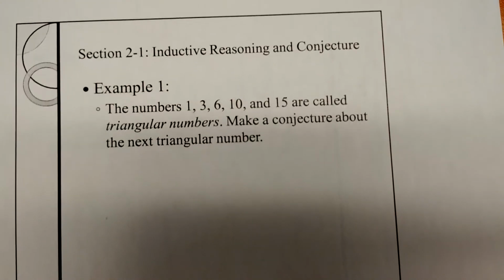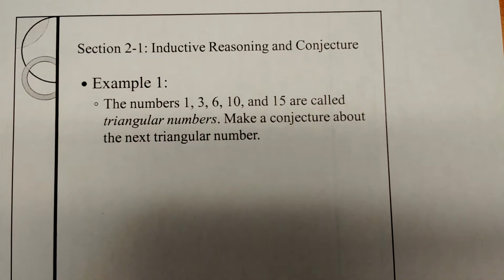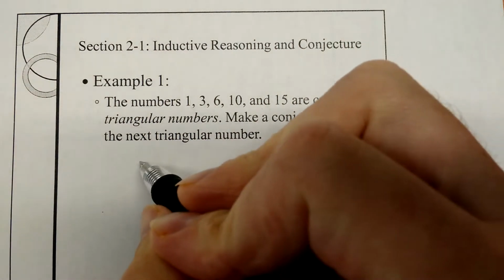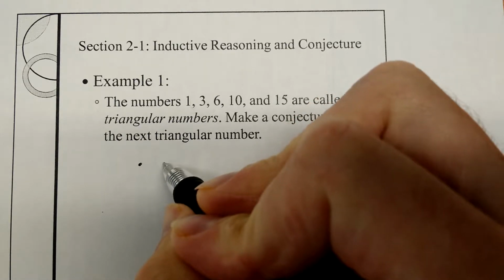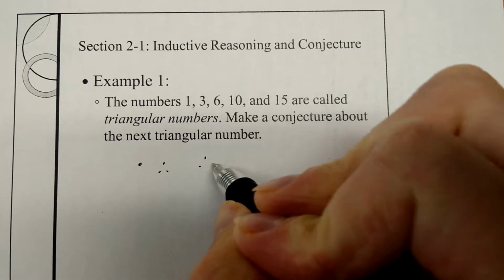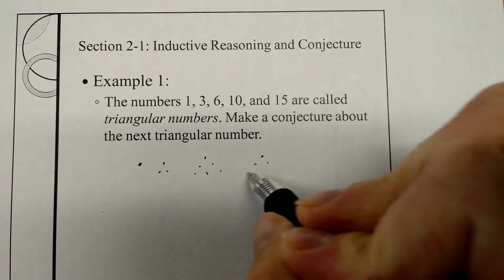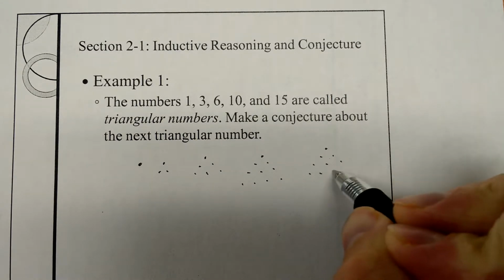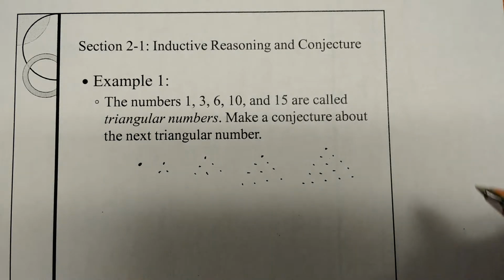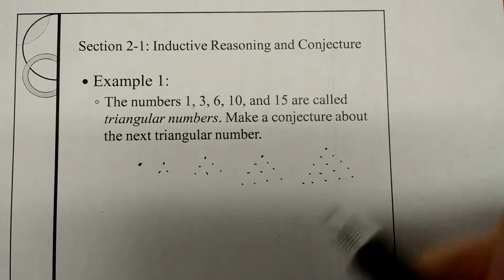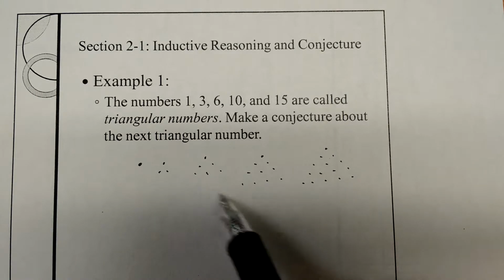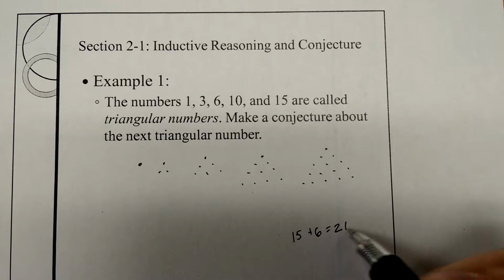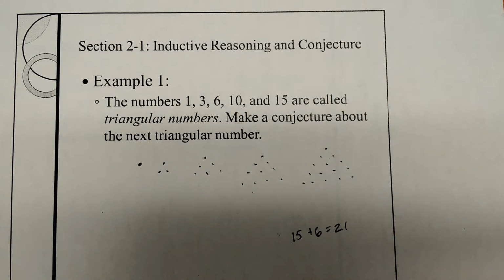So for example here, you have the numbers 1, 3, 6, 10, and 15. They're called triangular numbers. Make a conjecture about the next one. They're called triangular numbers because you do them with dots: 1, 3, 6, 10, 15. You can make them dots of triangles. So if you notice here, you add 2, you add 3, you add 4, you add 5. So the next one is going to be whatever 15 plus 6 is, or 21 would be the next triangular number.